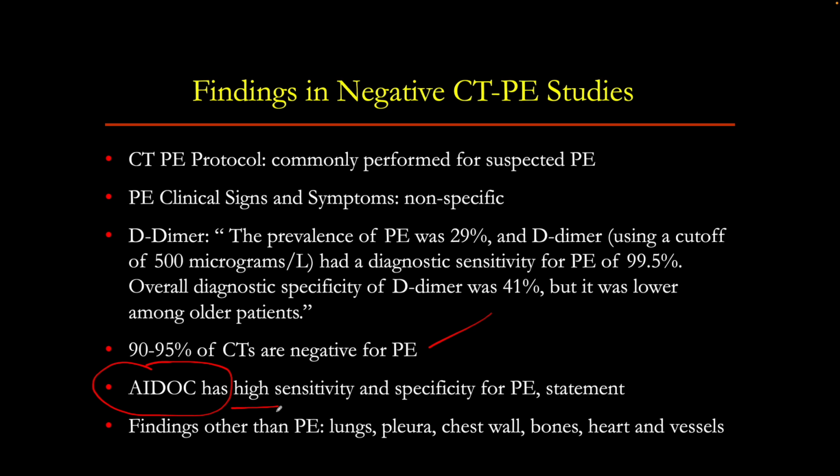So what other abnormalities can be seen in these patients that can present with PE-like signs and symptoms? These findings can be either in the lungs, pleura, chest wall, bones, heart, or the vessels. And this video is a review of what else can happen in these patients where CT has been performed to look for PE, but it's negative for PE.